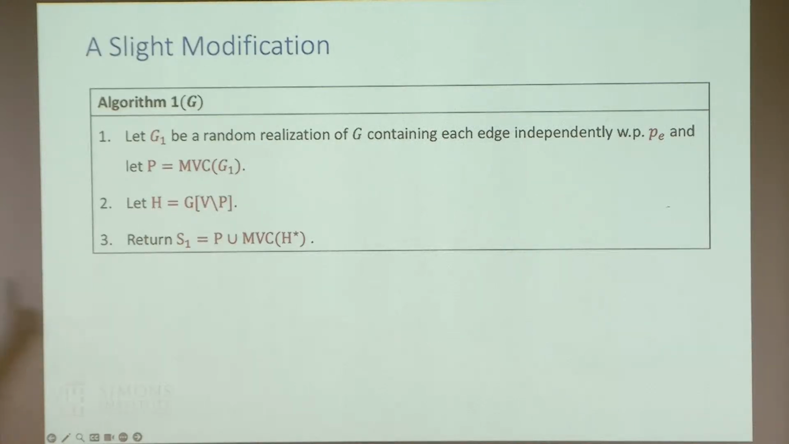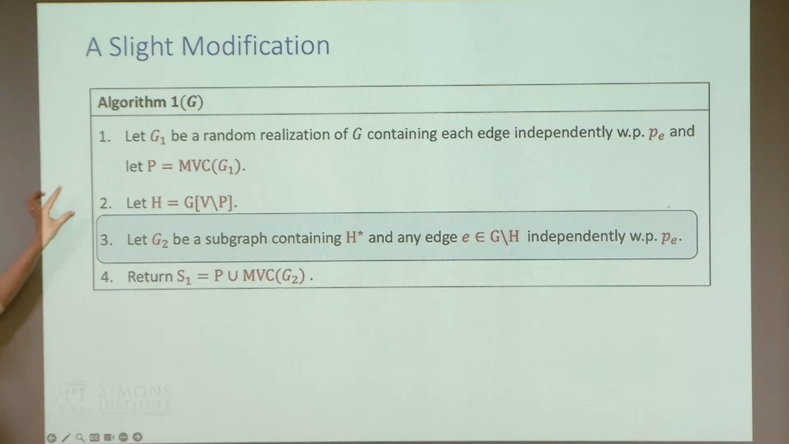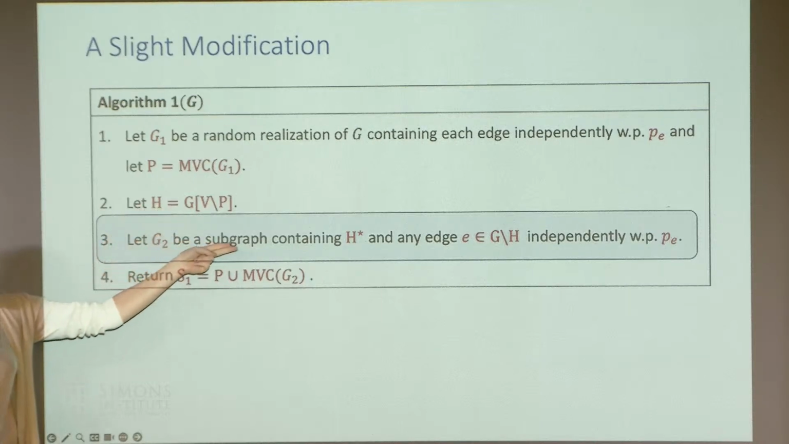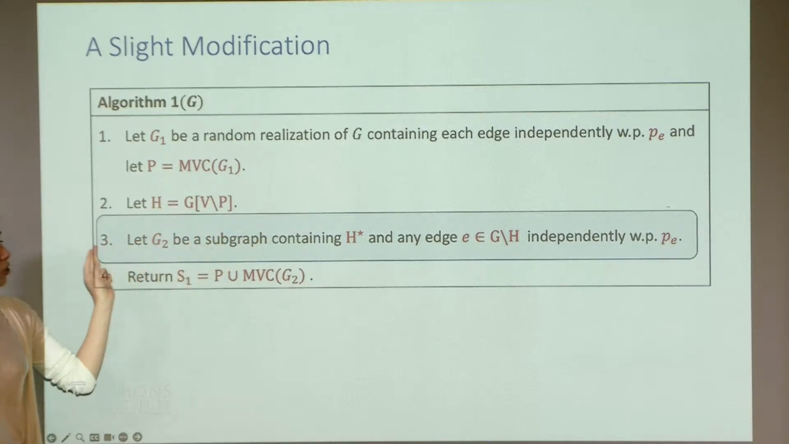Okay. So now, to be able to compare this one with the second algorithm that I'm going to talk about, I'm going to make a slight adjustment. And that is, after I commit P to the final solution and I construct my H, I will query H, but also hallucinate the rest of the edges and add them to my subgraph G2 that I'm constructing. So G2 contains all the edges that I queried and were realized. And also any edge that I'm not querying, I will add that to G2 independently with probability P sub E.